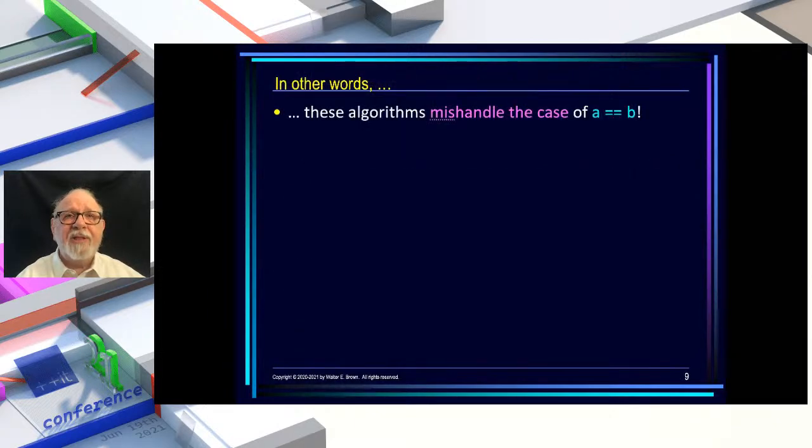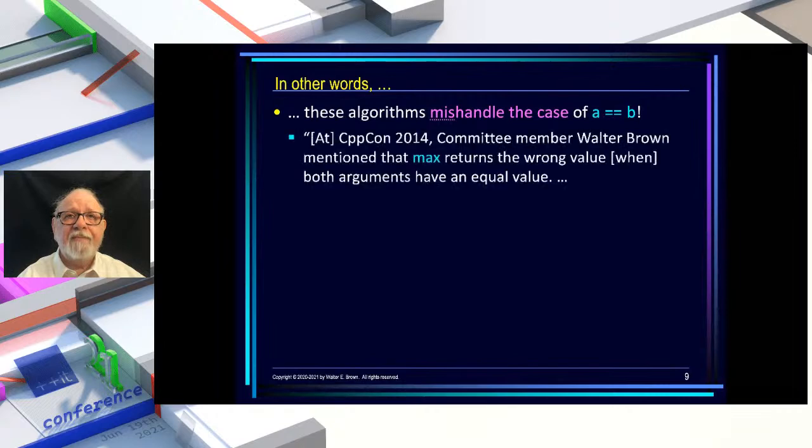In other words, the claim is that these algorithms do not properly handle the case of equal arguments. Now, I found somebody on Stack Overflow who posted that at CppCon 2014, which was the first CppCon, Walter Brown mentioned that max returns the wrong value when both arguments have an equal value, and then concluded with the all-important question, why should that matter? Why should it matter which value is returned when the arguments are equal?